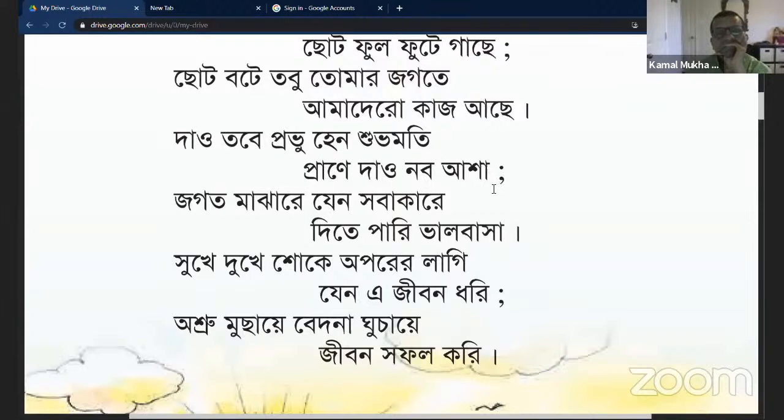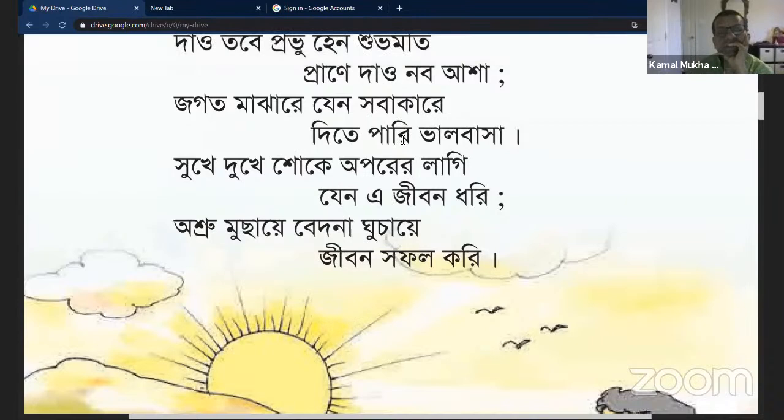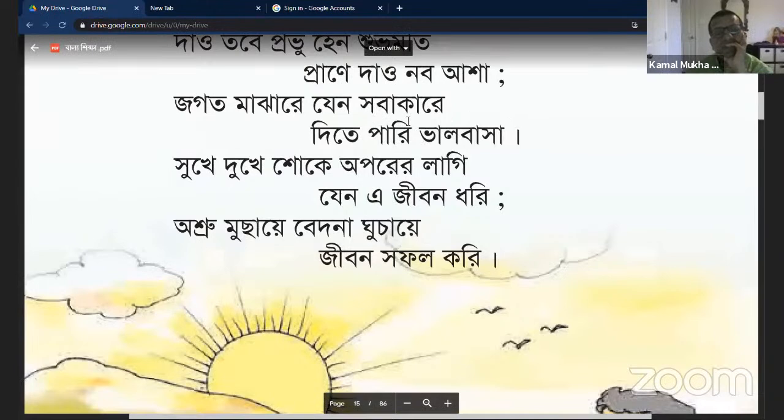Jagat majhare jeno shobakare. Jagat means this world, the phenomenal world. Within this world, jeno is an abhyapad, so that we can love everybody. Dite pari bhalobasha. Dite pari is a kriyapad. Bhalobasha is love. So that we can love everybody in this world.